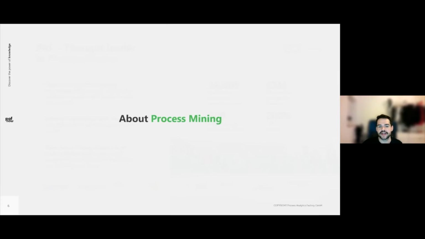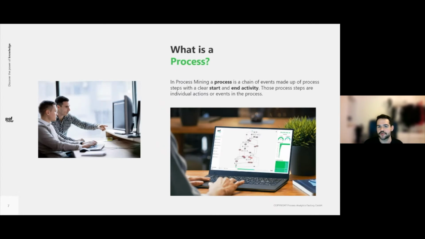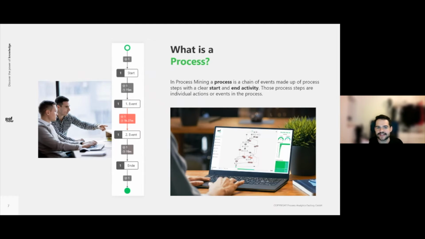So on that subject, what is actually process mining? Maybe we can break down the question. First of all, what is a process? Well, a process in process mining is just an activity. It has a start, it has an end, and something happens in between. So in this case, the most high level process has a starting point, it has 2 events in it, and it has an end point. And this is what we would call a process.